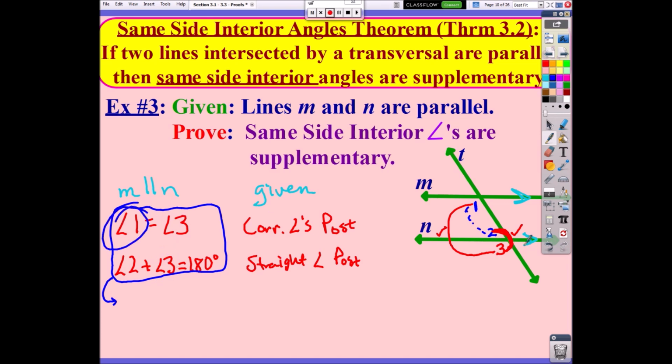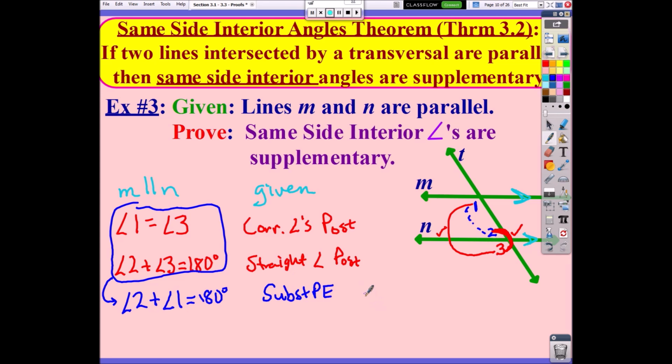So it's not going to look exactly the same as our alternate interior angles proof, but we still get the idea that we're going to substitute out angle 3 for something else. So now angle 2 plus angle 1 equals 180 degrees. And this is true substitution. This is not the transitive property.